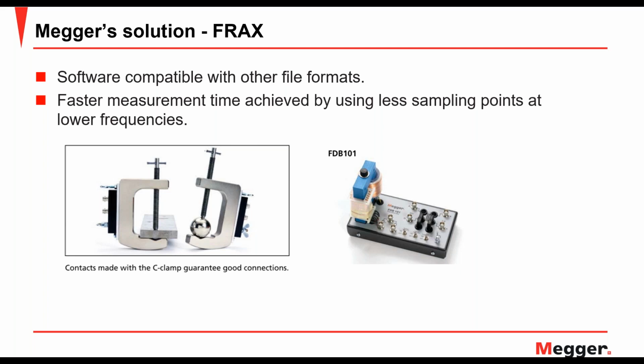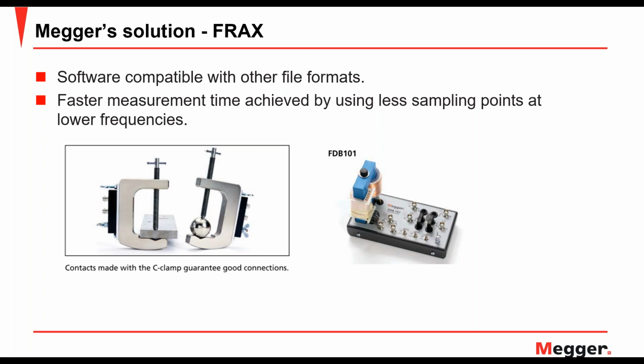Faster measurement time can be achieved by changing the sampling points, the number of sampling points. So that's user selectable. In the lower frequencies, typically there aren't as many resonance points, and the response is much smoother, and it doesn't require a high level of sampling. So the number of sampling points can be reduced in the lower frequencies. That's how you can get faster measurement times.